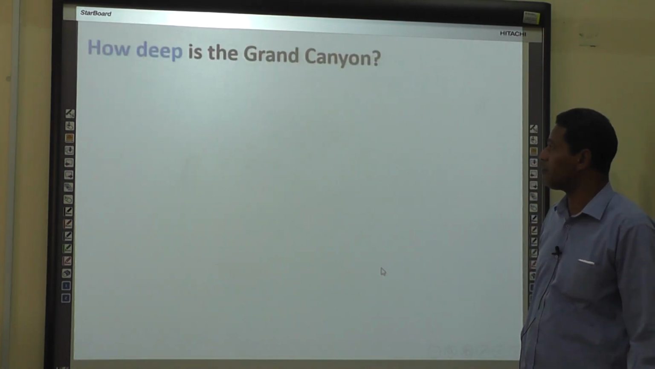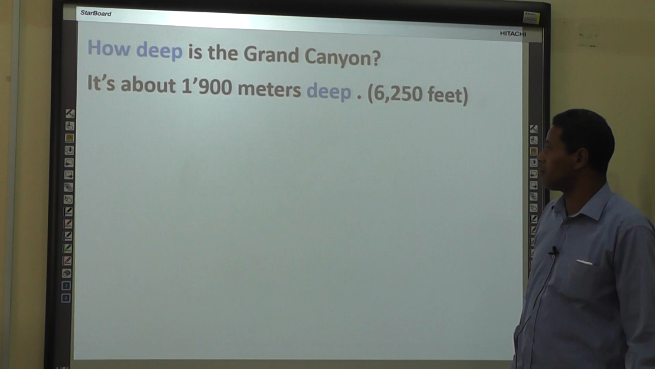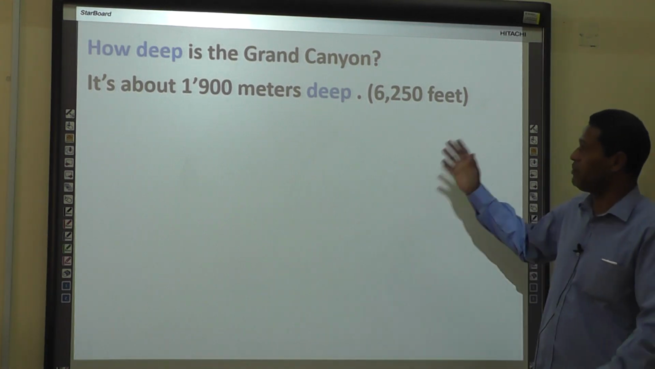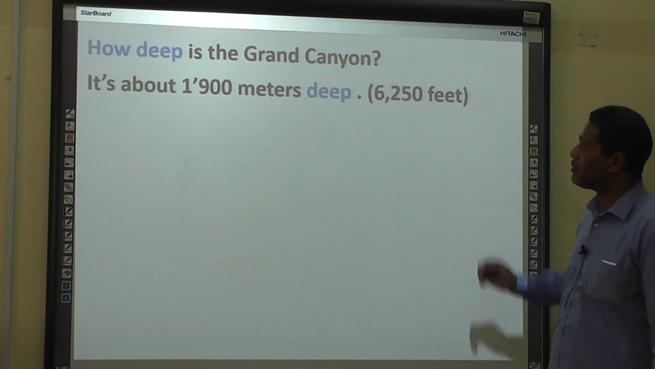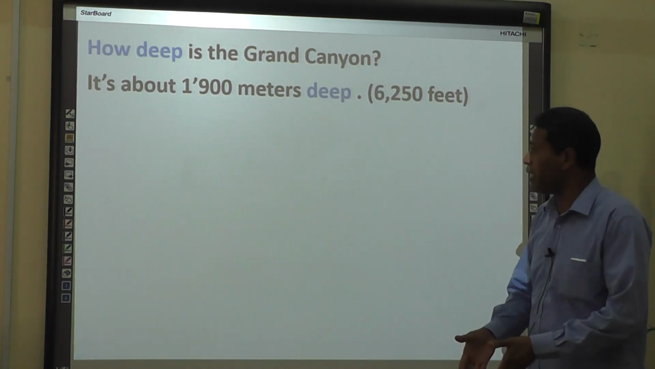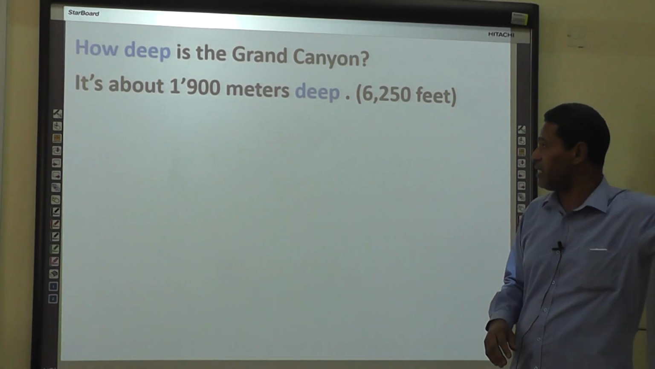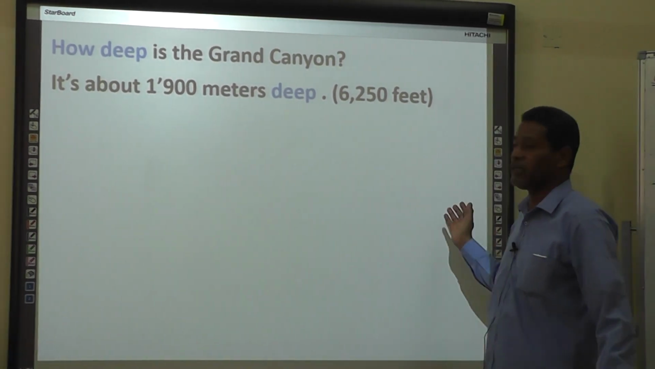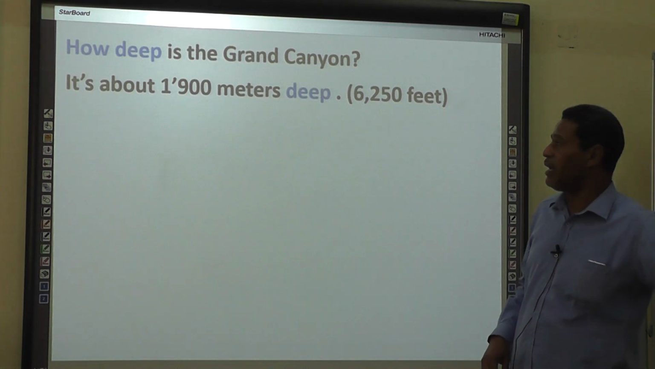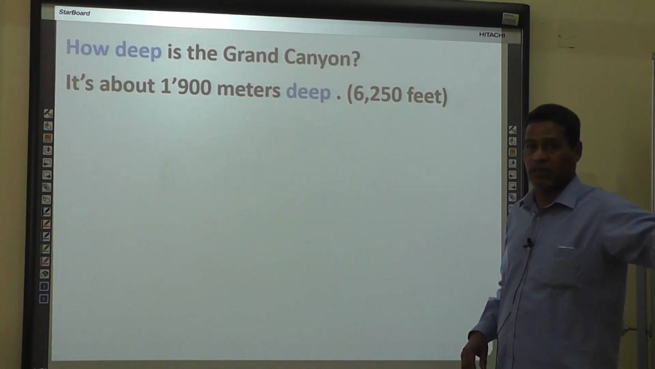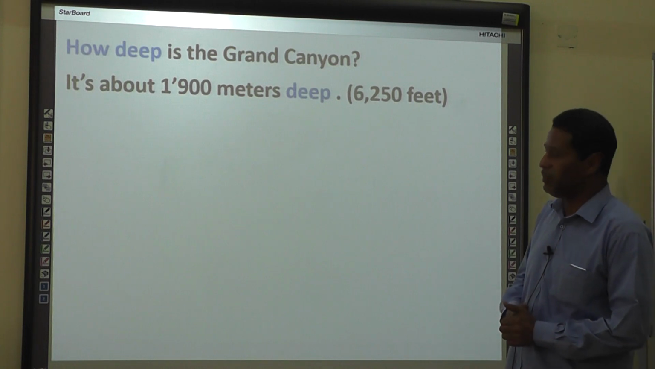How deep is the Grand Canyon? It's about 1,900 meters deep, 6,250 feet. The Grand Canyon is a valley in the US. I want to know the depth of this valley or that river or that ocean or that sea or that lake. So I can say how deep is the Grand Canyon? How deep is the Pacific Ocean, for example? How deep is the River Nile? How deep is Lake Michigan, and so on? The answer is it's about 1,900 meters deep.